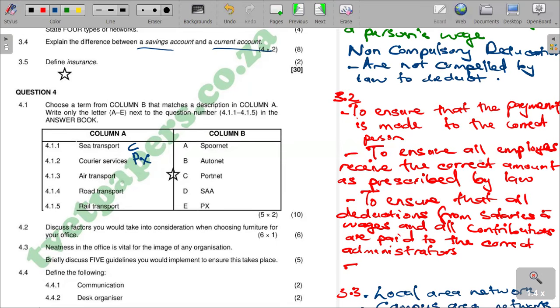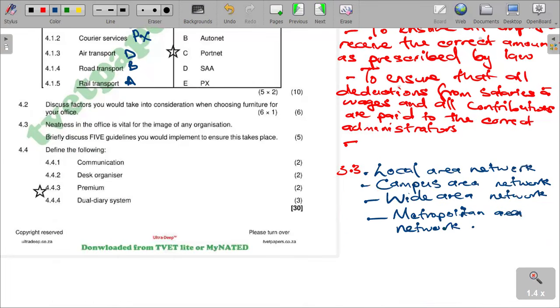4.13 air transport. We have what we call SAA, which is South African Airways. Road transport is what you call autonet. 4.15 rail transport. That's what you call a SPONET. So let's go to 4.2.